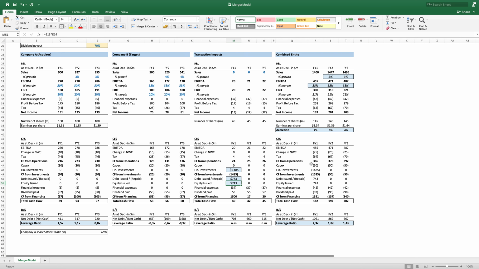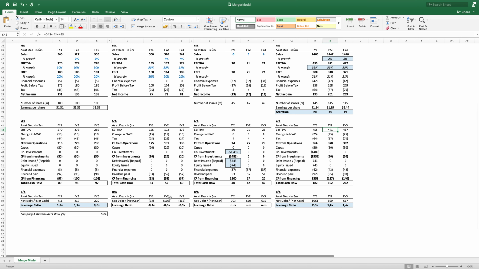So in order to have the pro forma cash flow statement of company A, you just need to add company A plus company B plus transaction impacts. And here, you see all the formulas, just the sum of the three blocks.